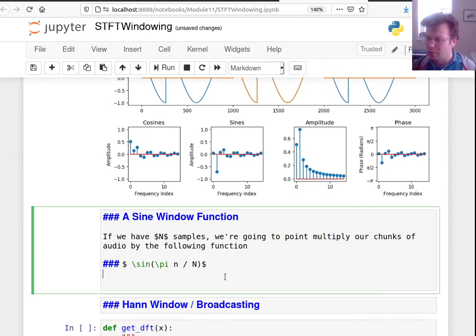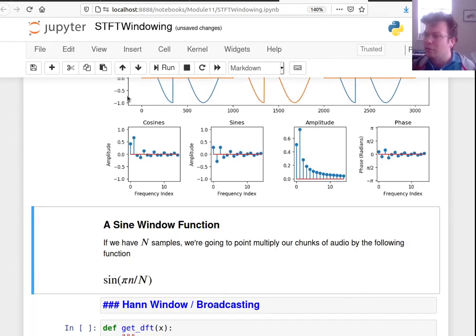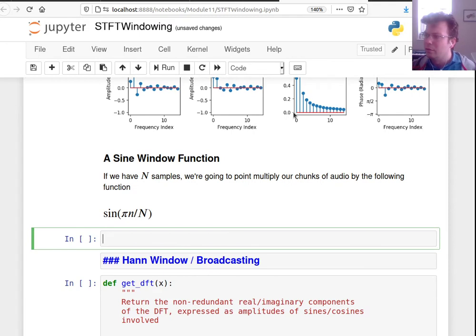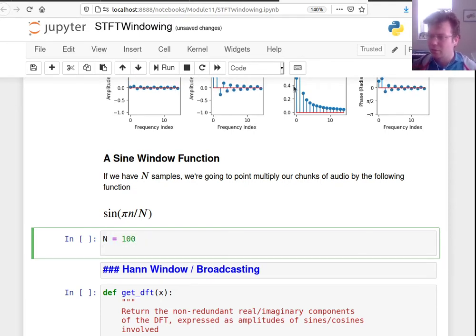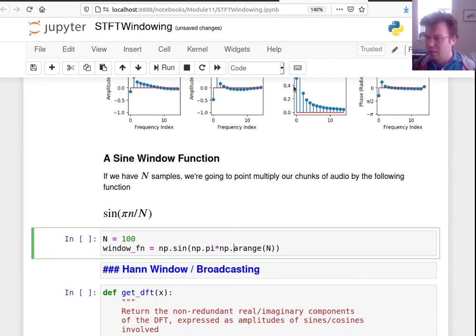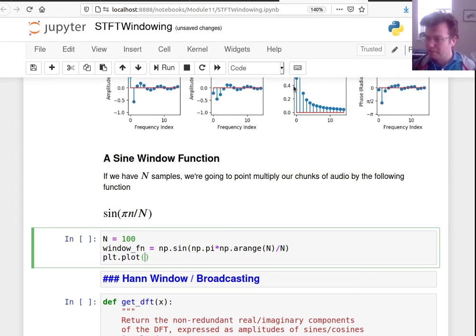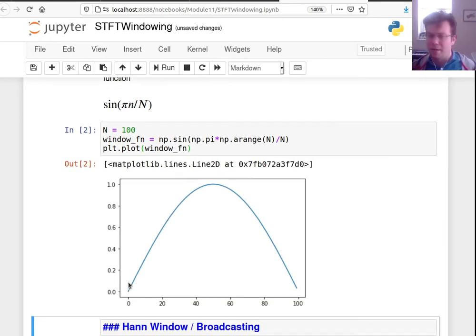So let me just plot this real quick. What this looks like is this. So let's say n is 100. So I'll say my window function is equal to np.sin of np.pi times... well, let me do it exactly with the equation. So np.pi times... okay, let me sample this at all the samples. np.arange(n) over n. So let me plot this. All right, so it looks like that.